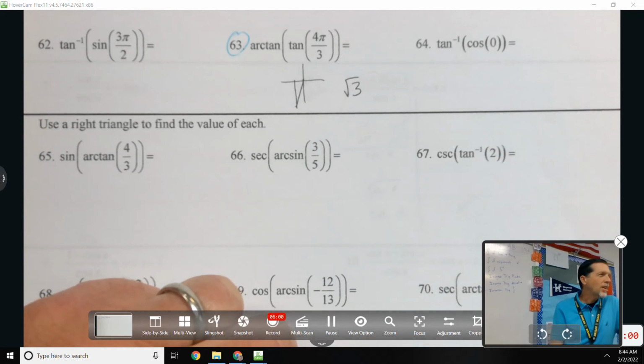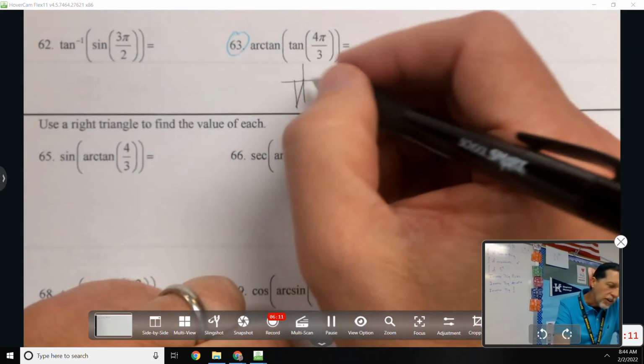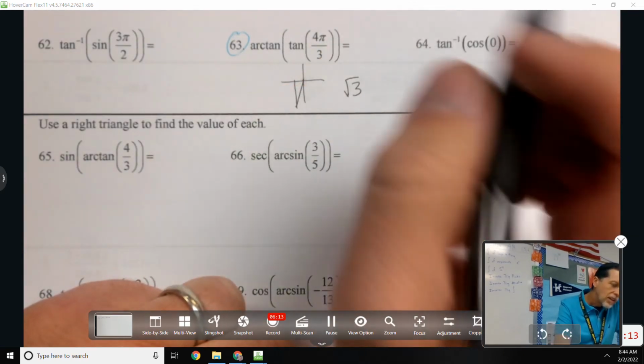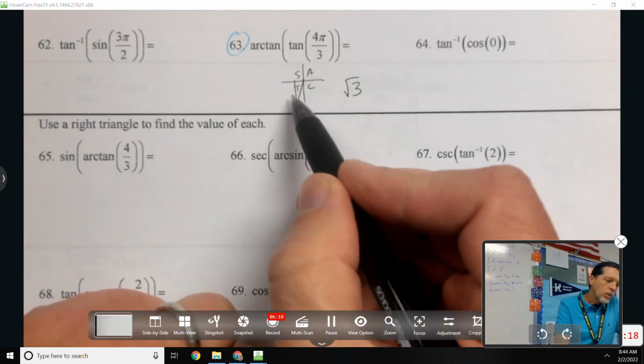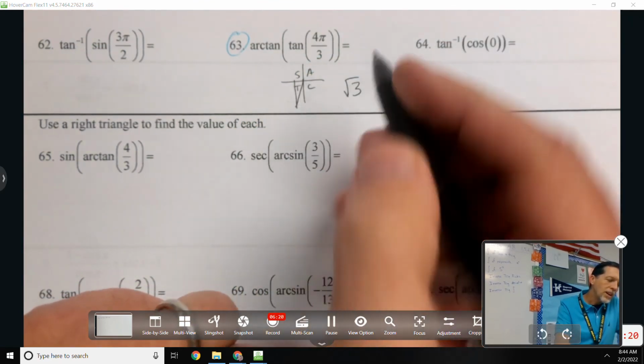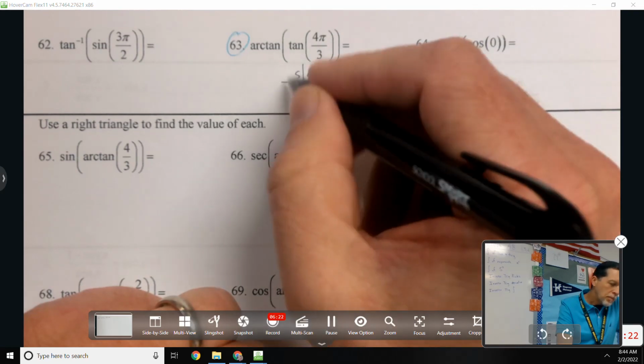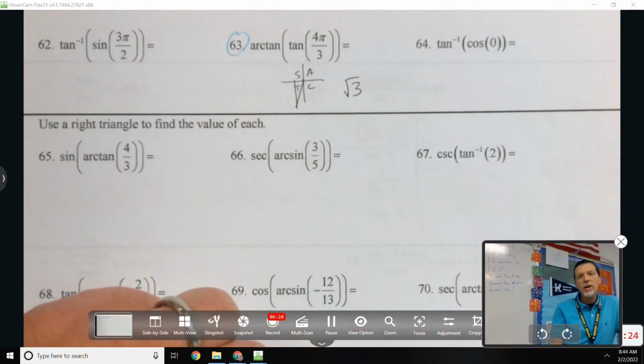Do I need to review that tangent 3 trick? Tangent of anything over 3 is square root of 3. Tangent of anything over 6 is root 3 over 3. And then I need to figure out whether it's positive or negative. So either all students take calculus or y over x, they're both negative. Long story short, the tangent's positive in the third quadrant.